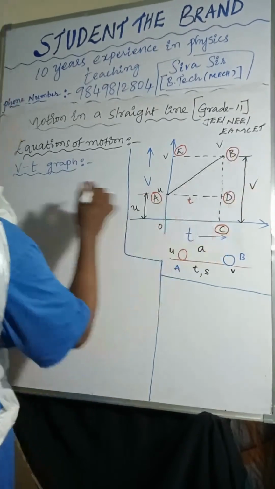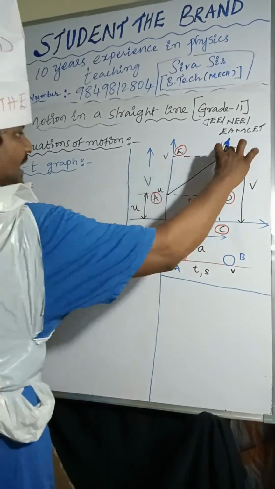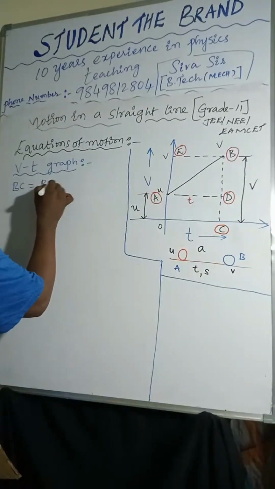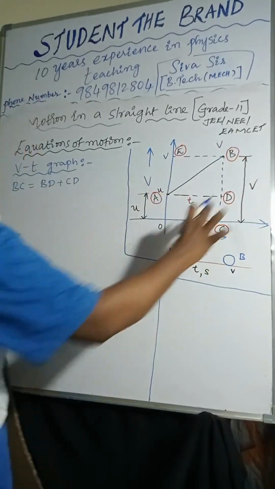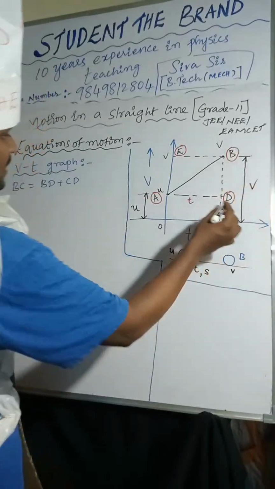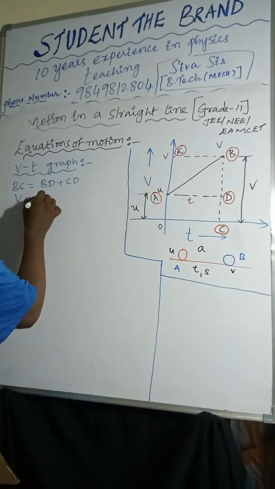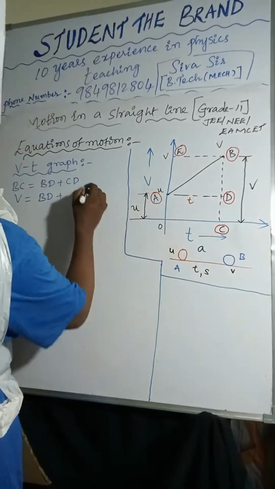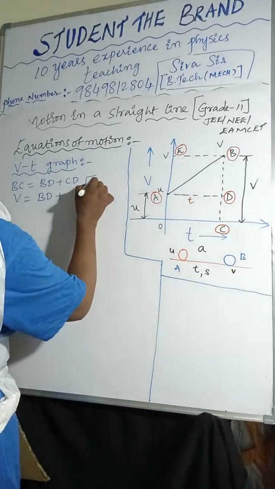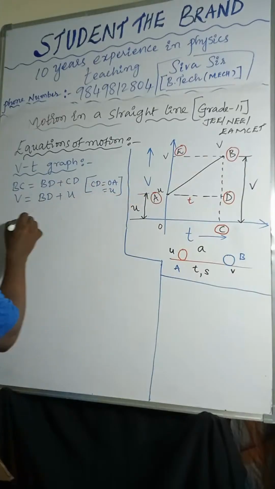BC equals BD plus CD. BC we know, from here to here, is the final velocity. BD we don't know, so leave it. CD is nothing but the initial velocity, so CD or OA equals u, the initial velocity. So BD equals v minus u.